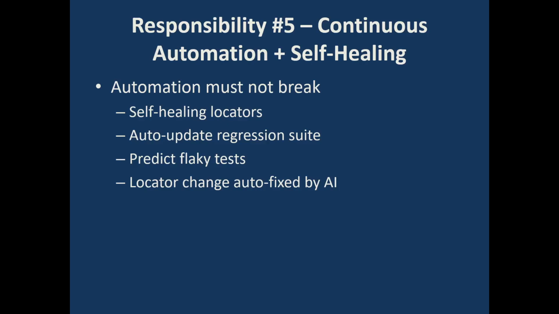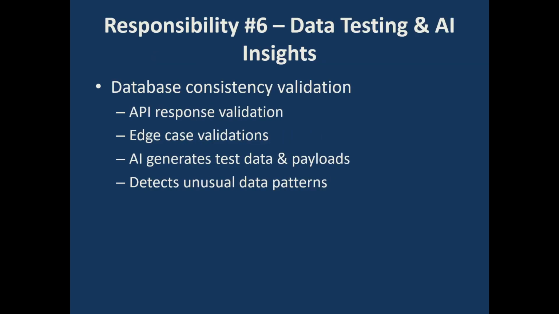Now the other responsibility is data testing and AI-powered insights. Modern testers validate data thoroughly, like database consistency, API responses, and edge case validations. AI generates test data like emails, phone numbers, addresses, and API payloads. It detects unusual patterns. Its impact is that it catches bugs before the QA cycle even starts.